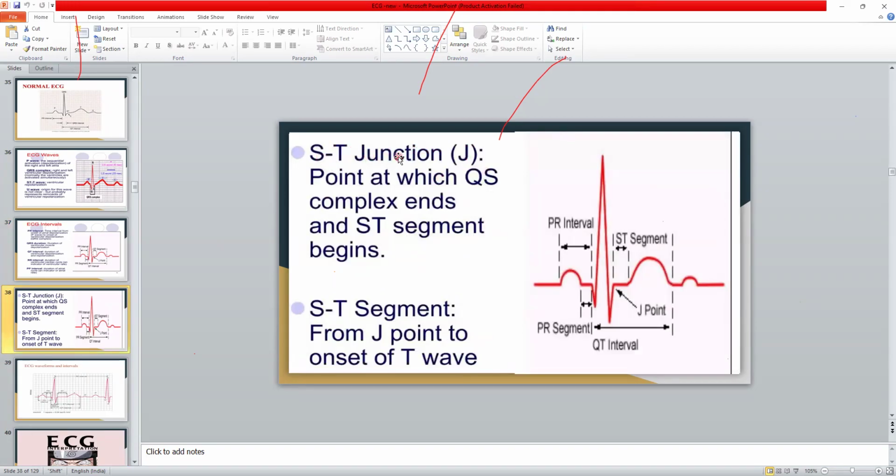What is the ST junction? It is known as the J point. This J point is the point where the QRS complex ends and the ST segment begins. The ST segment is the interval between the J point to the onset of the T wave. This ST segment denotes the plateau phase of ventricular repolarization.